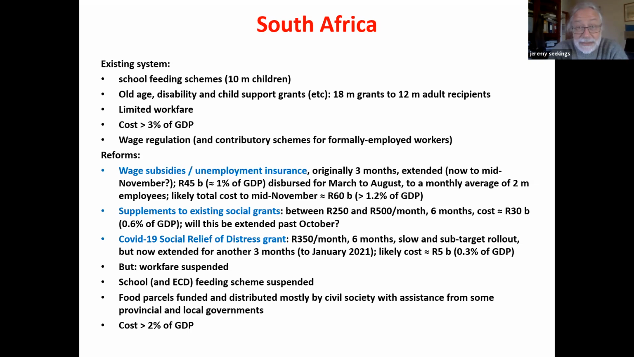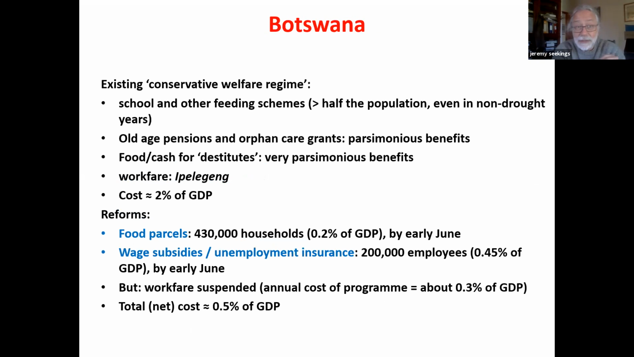to expand it dramatically. Botswana has what we've called, in a series of work, a conservative welfare regime, which is quite extensive, but has very conservative features. So the first conservative feature is an emphasis on food rather than cash. So yes, a very large part of the majority of the population in Botswana gets food aid, even in non-drought years.